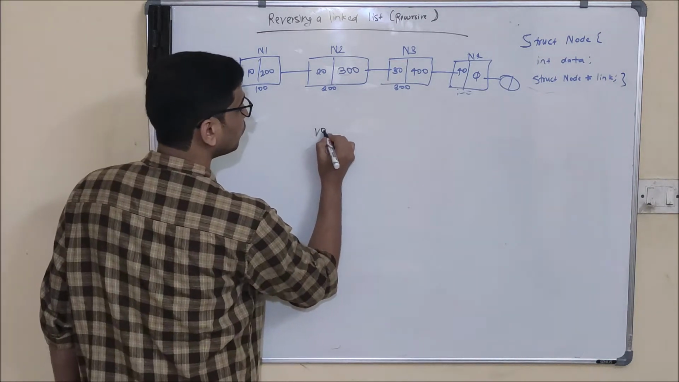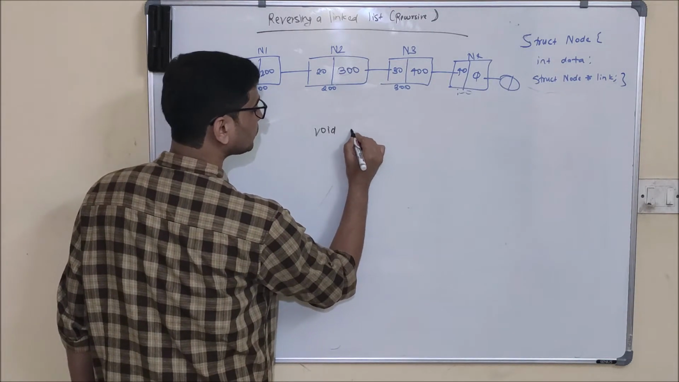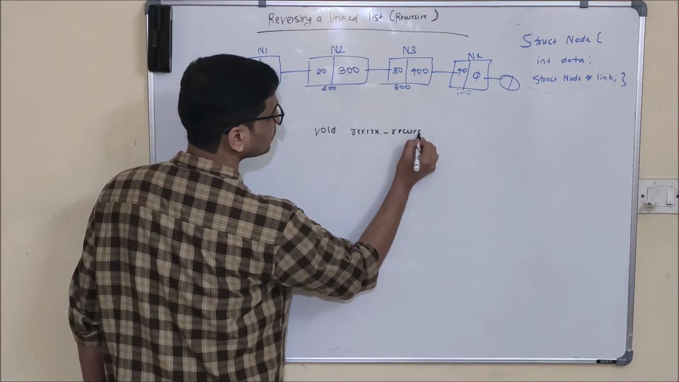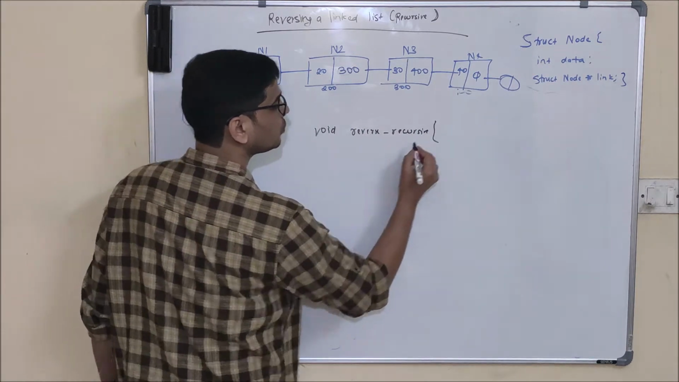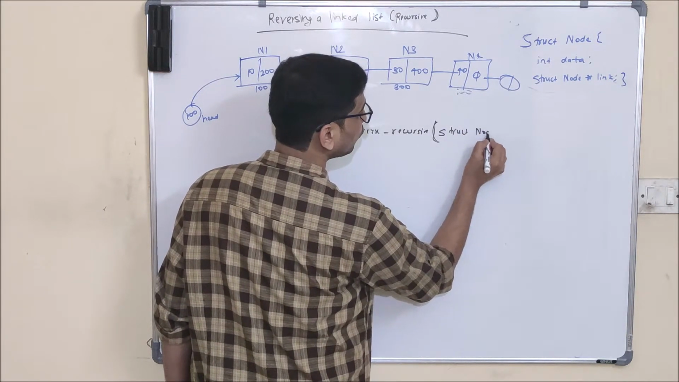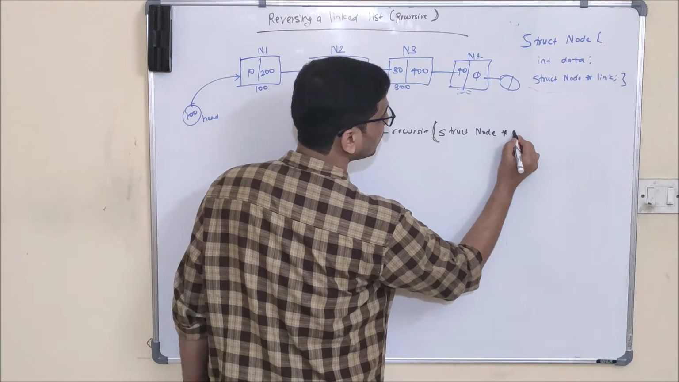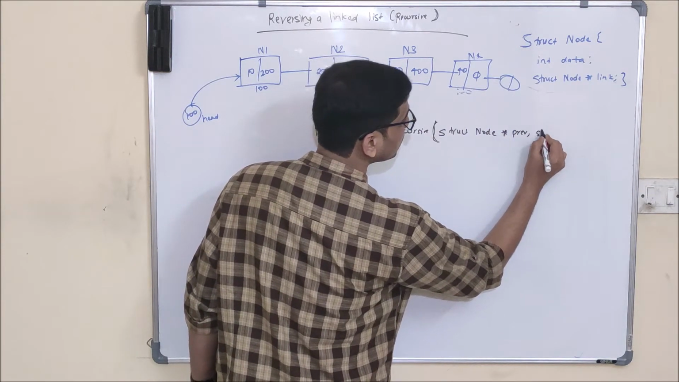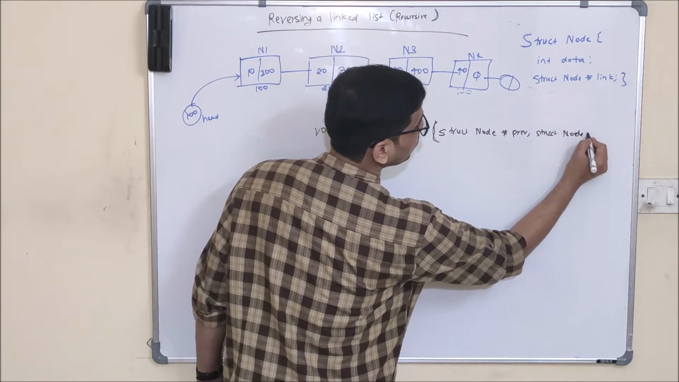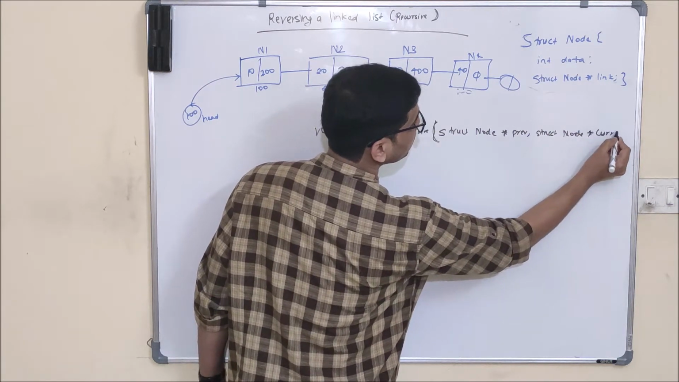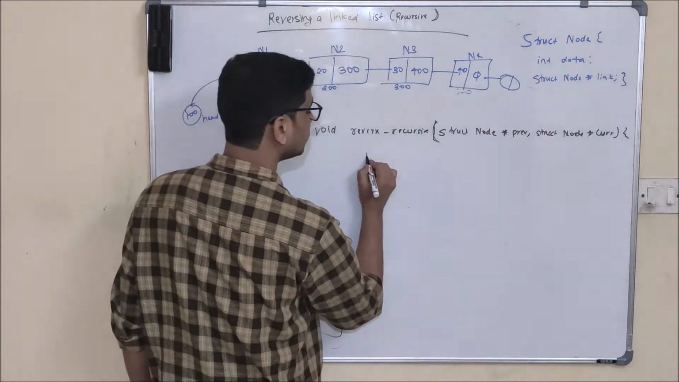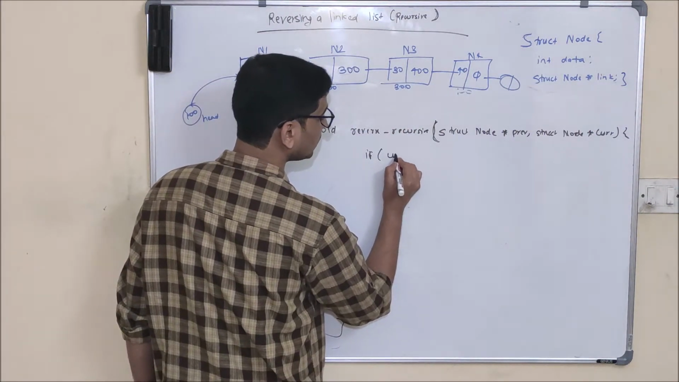So, what will be the return type here? Reverse recursive. It will take two pointers: struct node star previous, struct node star current. And first of all, it will do an if check.